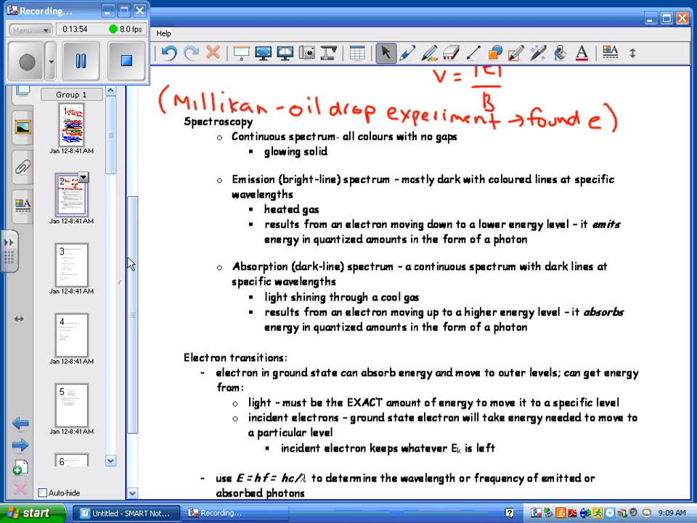When I said related to the Bohr model of the atom, it's this and this that are from the Bohr model. It's how Bohr explained they actually happen, which was by electron transitions.